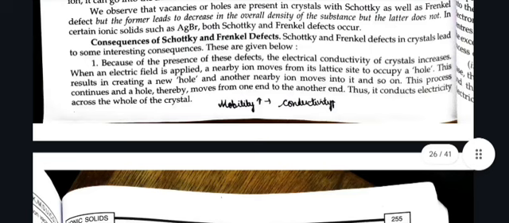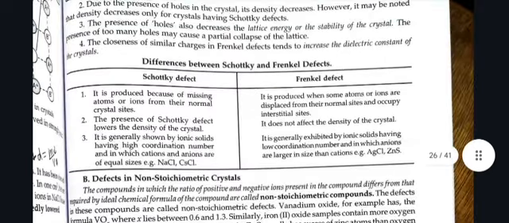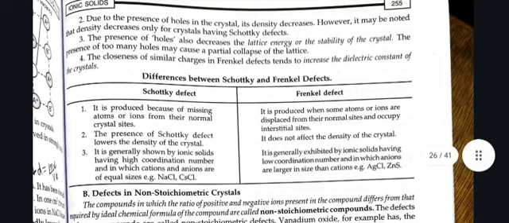However, it may be noted that density decreases only for crystals having Schottky defect. The presence of holes also decreases the lattice energy or the stability of the crystal. The presence of too many holes may cause a partial collapse of the lattice. The closeness of similar charges in Frenkel defect tends to increase the dielectric constant of the crystal.